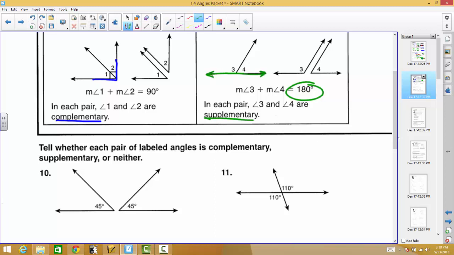So in number 10, you have two 45-degree angles. 45 plus 45 is 90. So these are complementary.